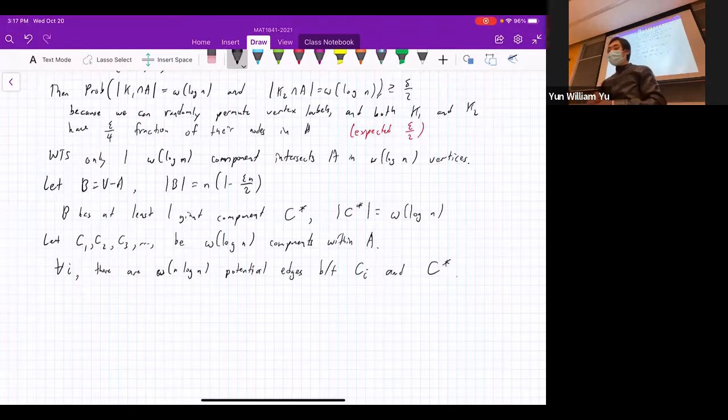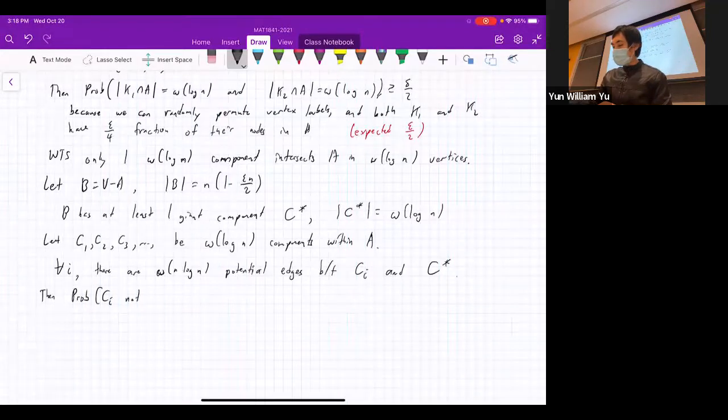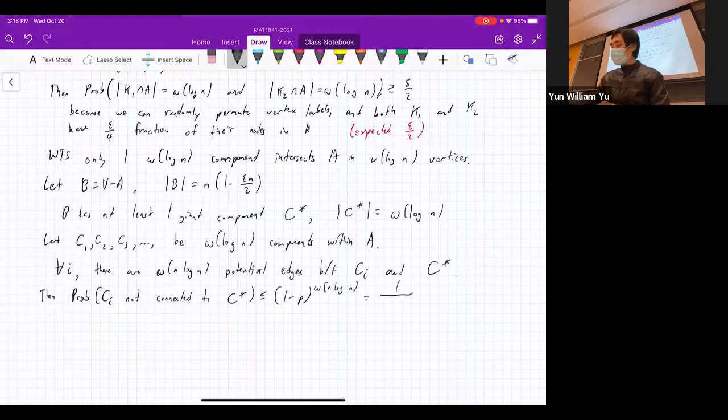We can just count the number of potential edges, and what we'll see is that there are a lot of potential edges. Each of them has independent probability of existing, and so long as one of those edges exists, the two components are connected. So the probability that Ci is not connected to C star is less than or equal to (1 minus p) to the omega of n log n, which turns out to be equal to 1 over n to the omega of 1.